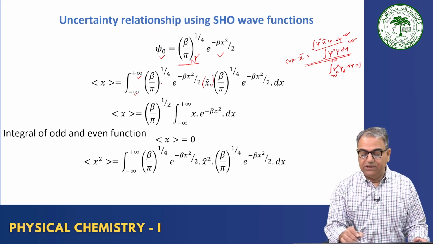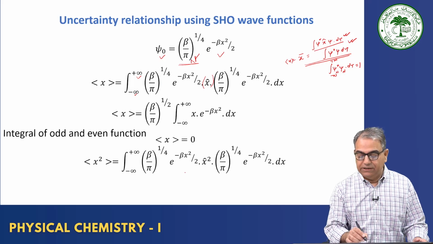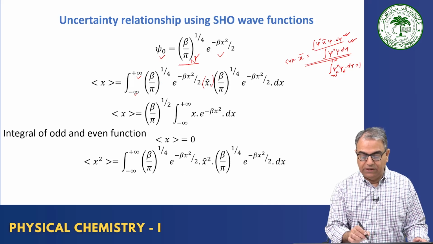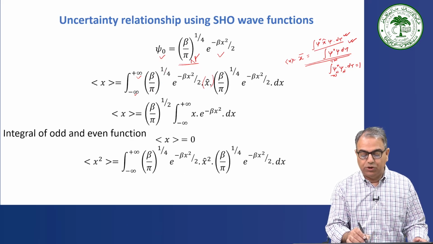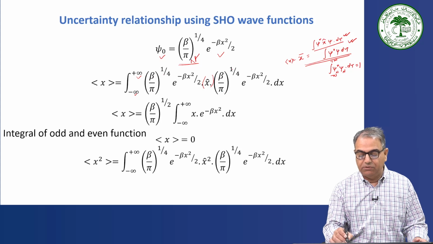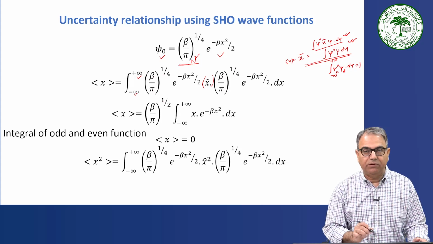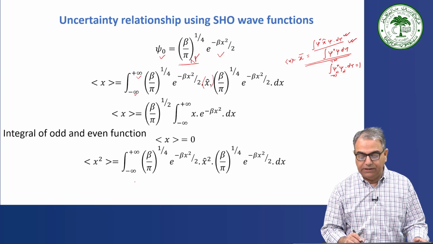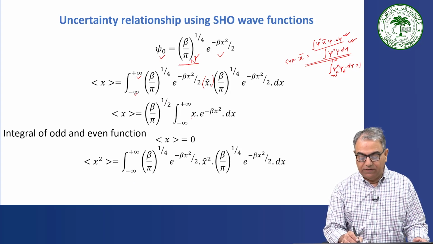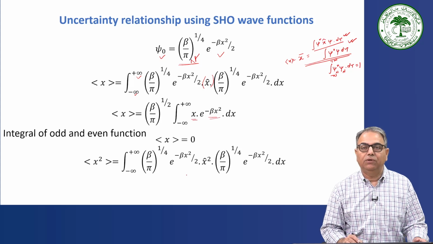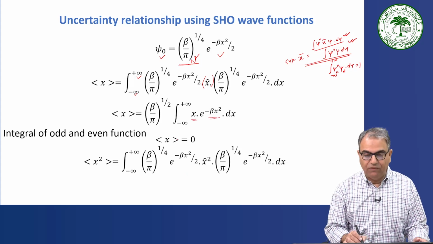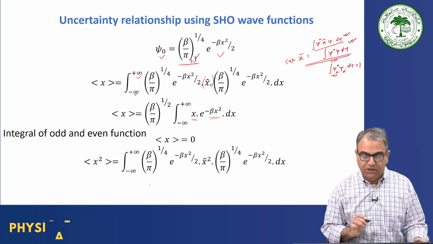So this integral we have to solve. The beta divided by pi raised to the power 1 by 4 and the other beta divided by pi raised to the 1 by 4 are constants, so bring them outside. This becomes beta divided by pi raised to the 1 by 2, and then within the integral you have x multiplied by exponential minus beta x squared. One of the functions is odd, the other is even, so this integral will become equal to 0. So the average value of x that you will get is 0.